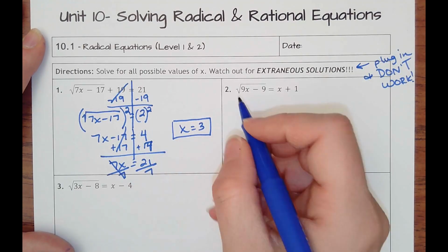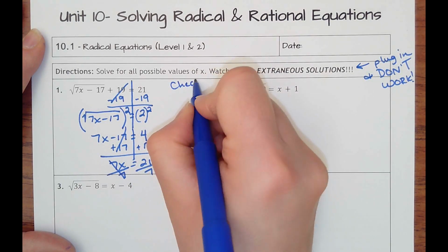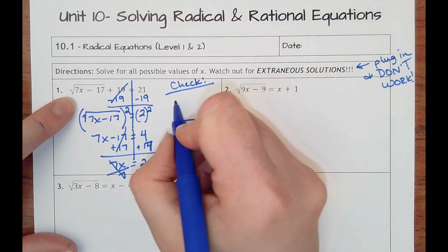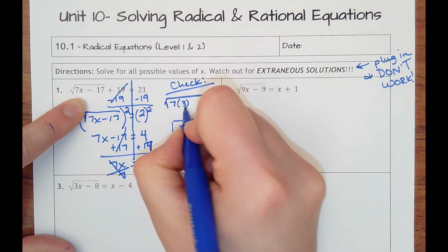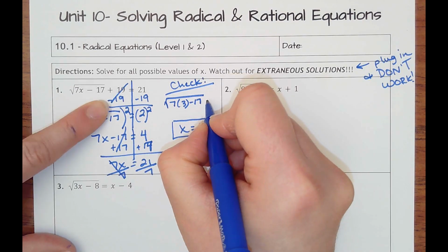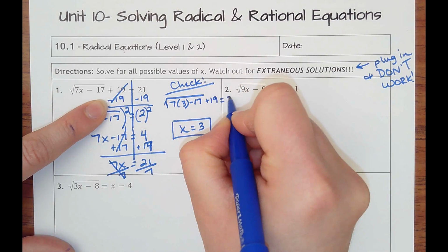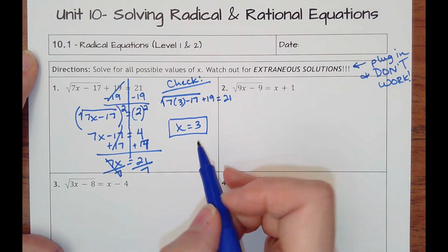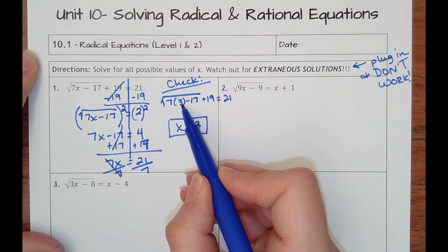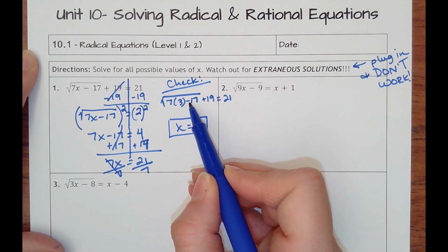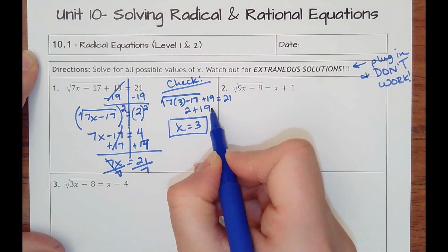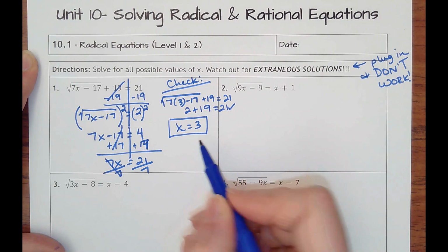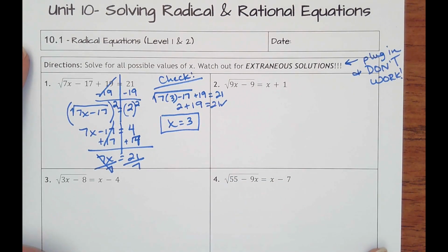So when you go to check, you would have square root of 7 times 3 minus 17, and then plus 19 needs to equal 21. I could probably do this faster in my head. 7 times 3 is 21. 21 minus 17 is 4. Square root of 4 is 2. 2 plus 19 does equal 21. So that's good.